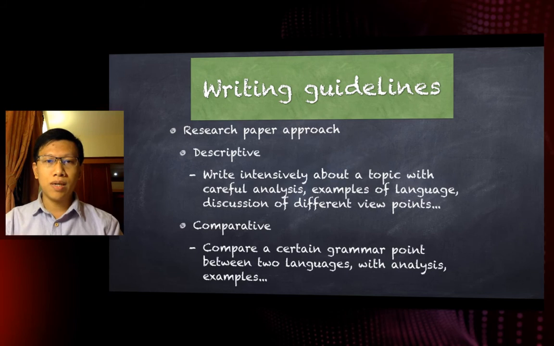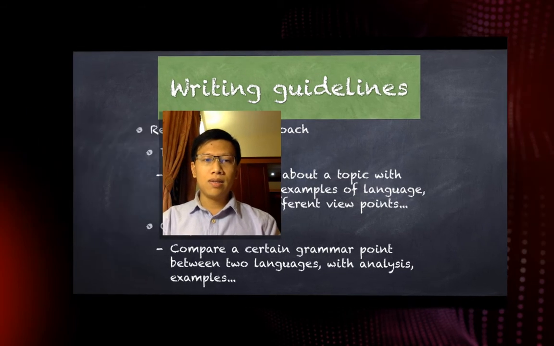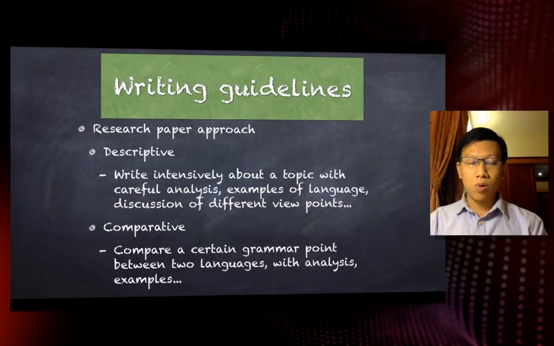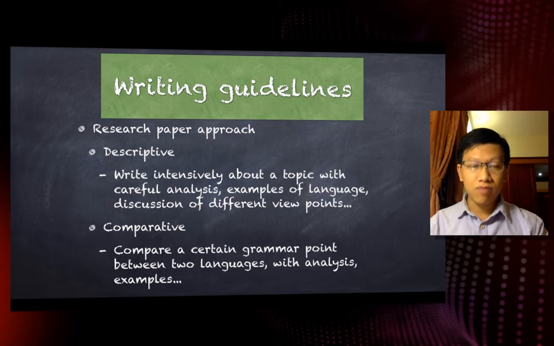Now to the research paper approach. There are basically two kinds of approaches that you can choose. You can either do a descriptive paper or a comparative paper. With a descriptive paper, your job is to write intensively about a topic with careful analysis. Remember, careful analysis with examples of the language, discussion of different viewpoints regarding that particular point of grammar.